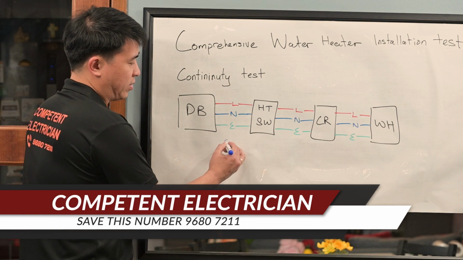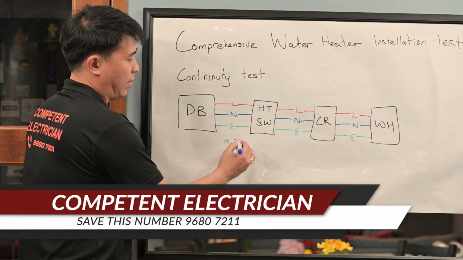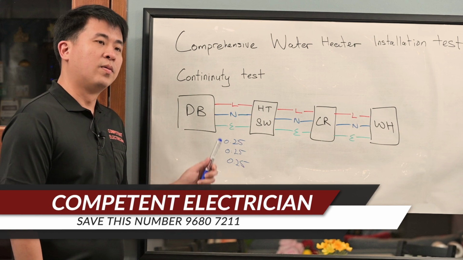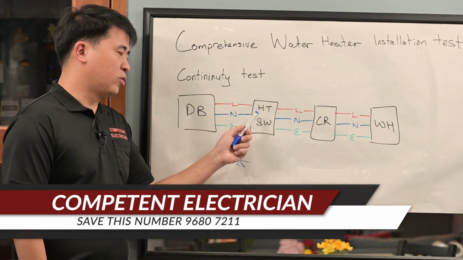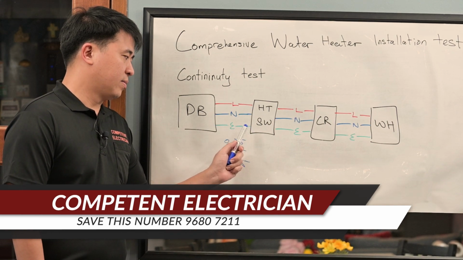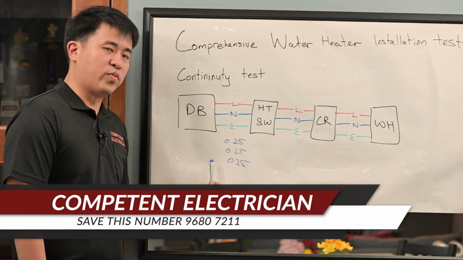For example, there's a 0.25 ohm reading. Now I give you some examples. What does the continuity show? For example, the wire is the same length for live, neutral and earth, and it's brand new.